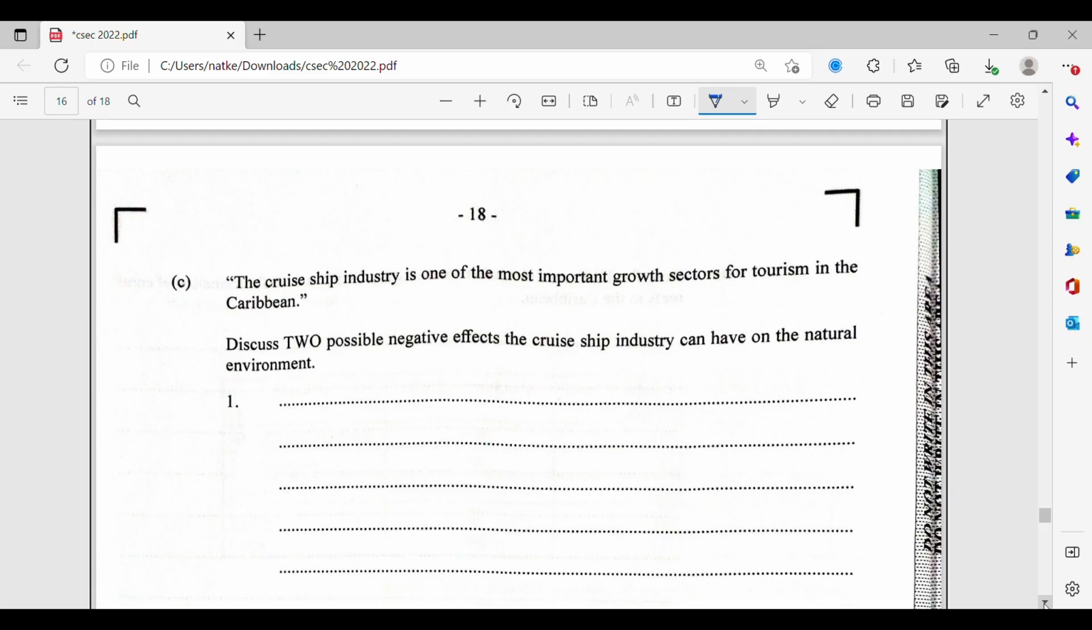First of all, we can have pollution, we can have water pollution, we can have air pollution, we can have destruction of the natural environment when they are going to be developing the piers for the cruise ships to dock into. We can also say that they threaten marine and other coastal ecosystems. We can say that there is a destruction of mangroves in preparation for the development of the cruise shipping industry. So we can talk about any of those that we want to, right?